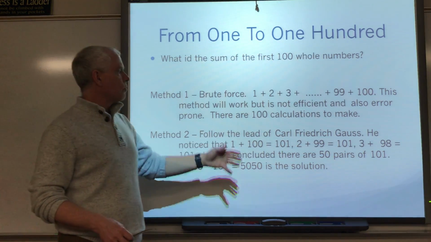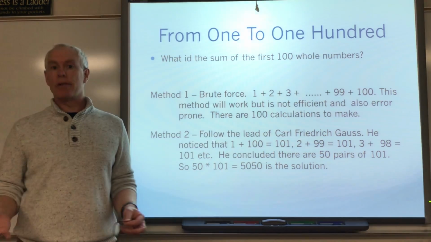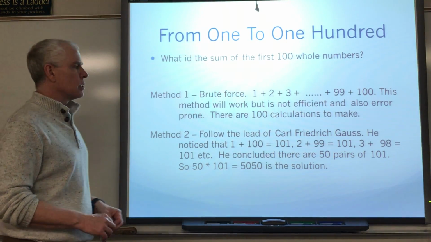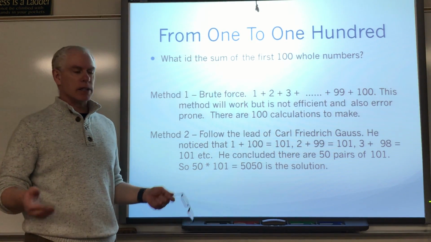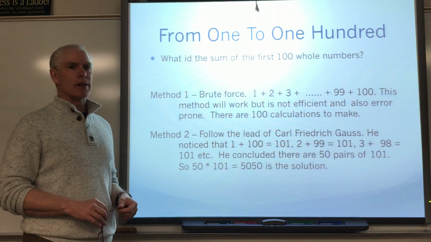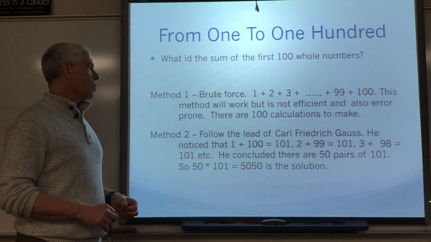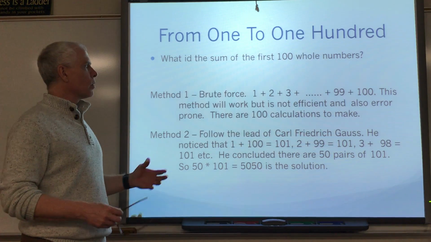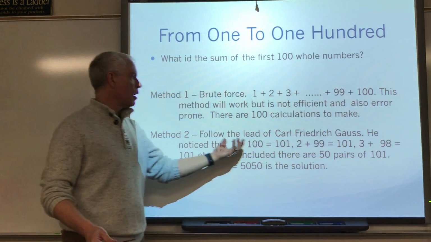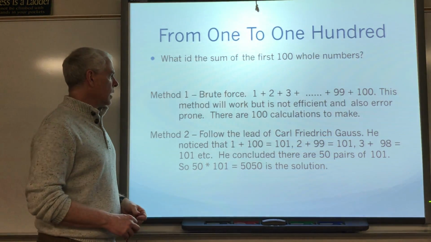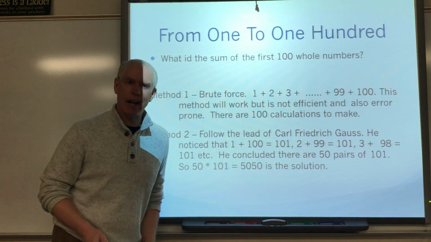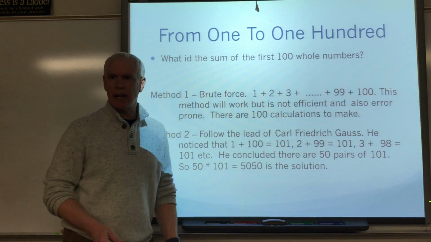So Carl Friedrich Gauss, when he was in elementary school, found a simpler way to do this. He didn't have a calculator, he just had a slate, and he thought, well, I don't want to sit there and add up 100 numbers. There's got to be a better way of doing this. So he looked at something smaller. He said, well, what if I look at the first and the last number? 1 and 100 adds up to 101. And he said, you know what? 2 and 99 add up to 101, and so do 3 and 98, etc.